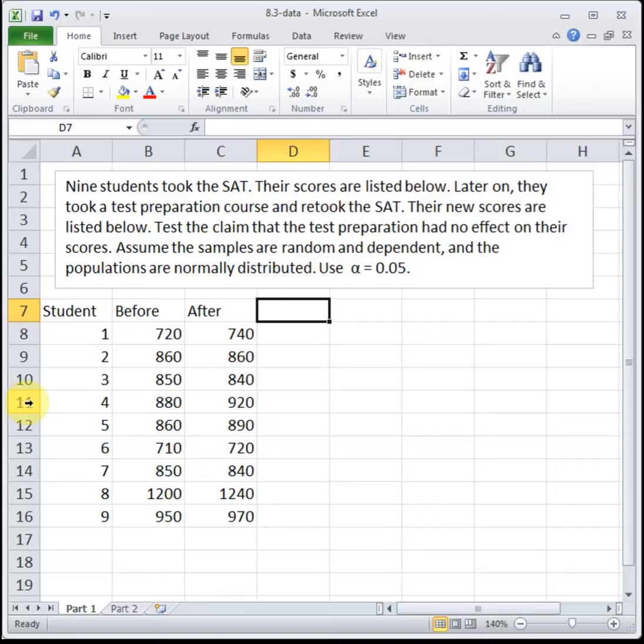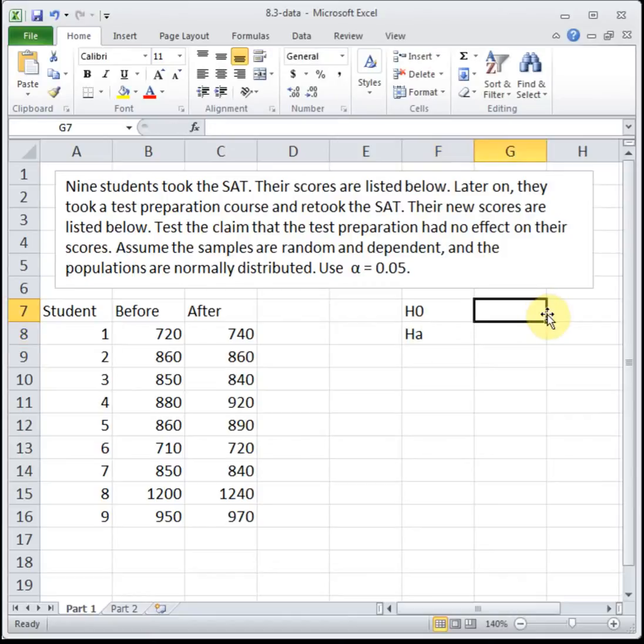Test the claim that the test preparation had no effect on their scores. Assume that the samples are random and dependent and the populations are normally distributed. Use alpha equals 0.05. All right. So we're saying, our claim is that the course had no effect.